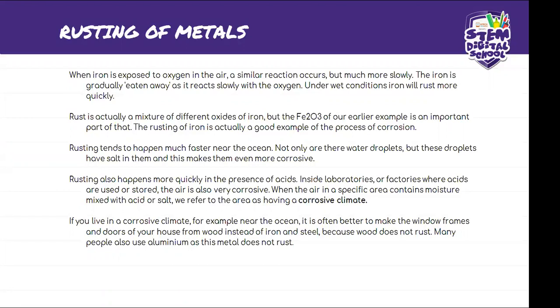If you live in a corrosive climate, for example near the ocean, it is often better to make the window frames and doors of your house from wood instead of iron and steel, because wood does not rust. Many people also use aluminium, as this metal does not rust too. So in future, if you are by the ocean, it's better to use wood for your doors and frames because wood doesn't rust, or you can also use aluminium.